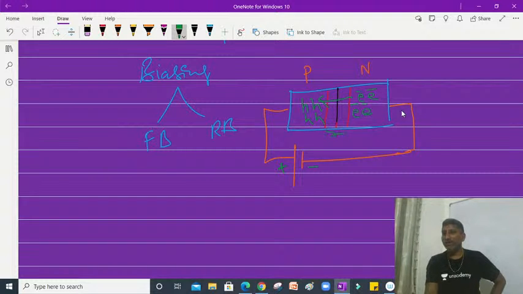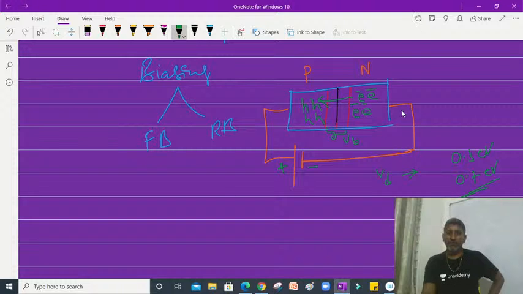Here the barrier will be there, the potential barrier. This potential barrier is different for different semiconductor materials. For germanium it is 0.3 electron volts, and 0.7 electron volts for silicon. So as compared to silicon, for germanium it is easy to cross.